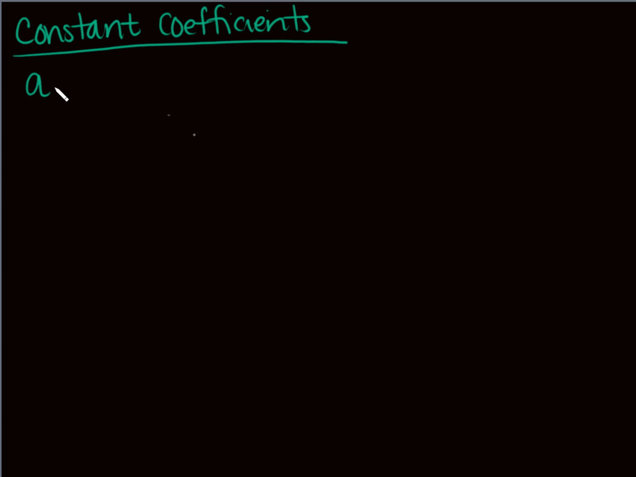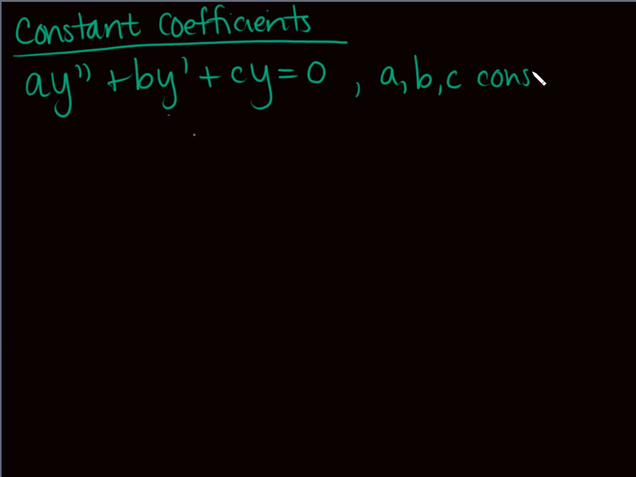So in this case, we would have a y double prime plus b y prime plus c y. So this is a homogeneous second order linear differential equation with constant coefficients, where a, b, and c are constants, and a is not 0, because if a were 0, we wouldn't have a second order equation anymore. Your answers are going to involve e. That's just always going to be what happens.